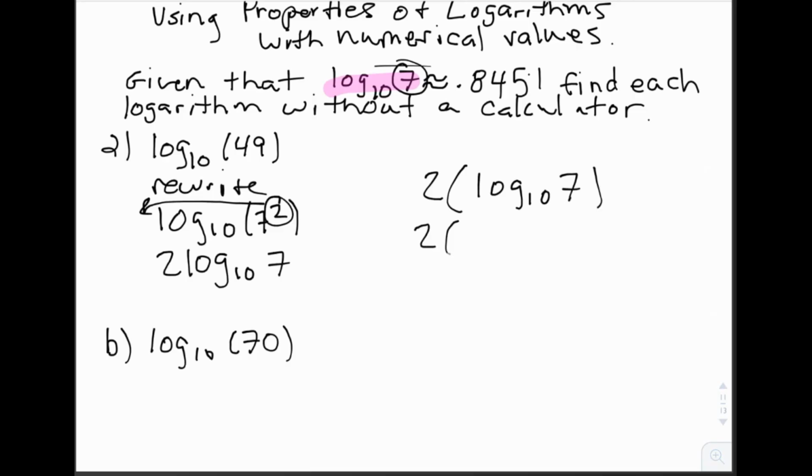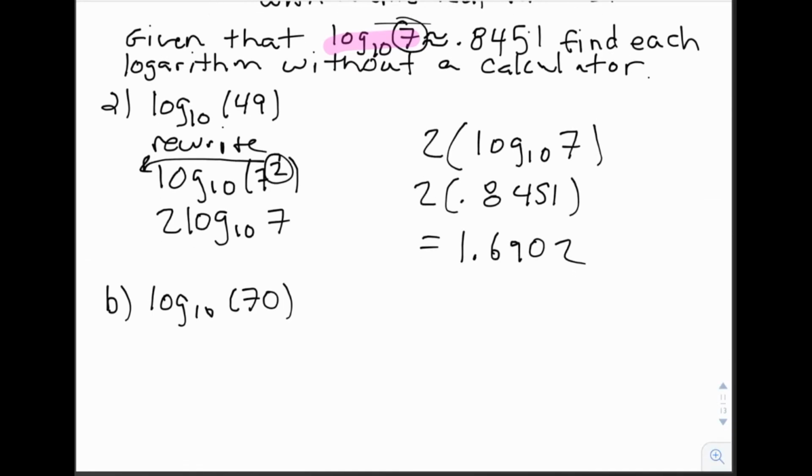So we can go ahead and make a substitution. So 2 times 0.8451, and without using a calculator, we know that this should give us approximately 1.6902. So looking at our second example here, we have log base 10 of 70.